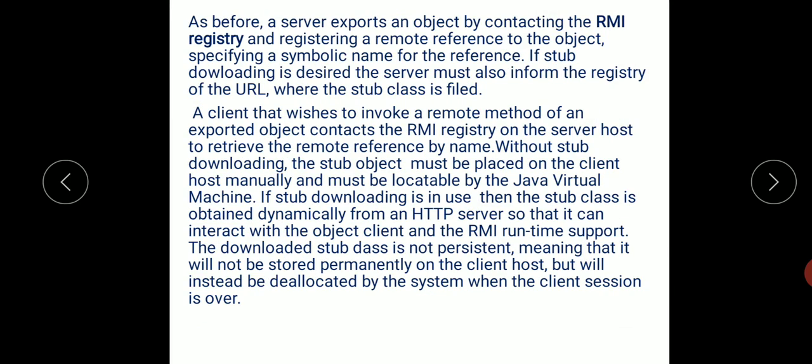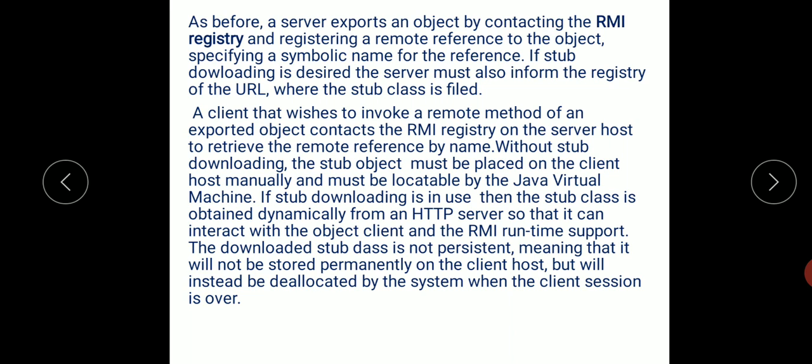As before, a server exports an object by contacting the RMI registry and registering a remote reference to the object, specifying a symbolic name for the reference. If stub downloading is desired, the server must also inform the registry of the URL where the stub class is filed. So while downloading, the URL must be provided.